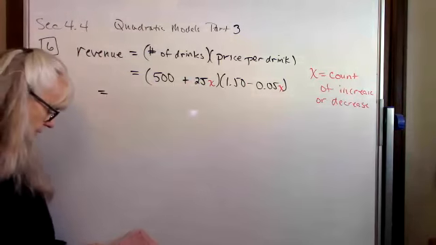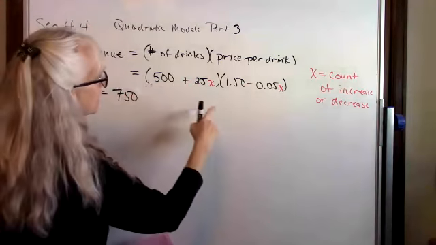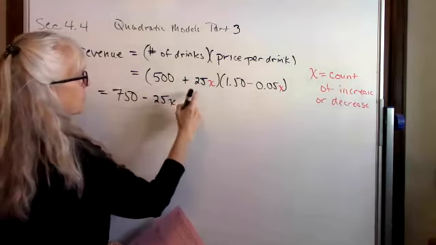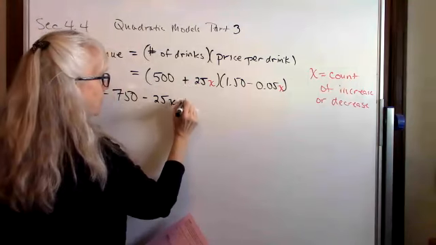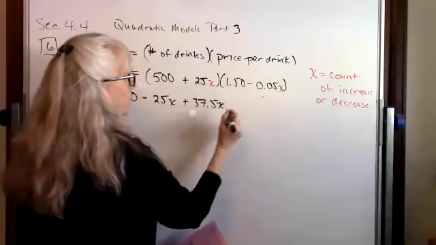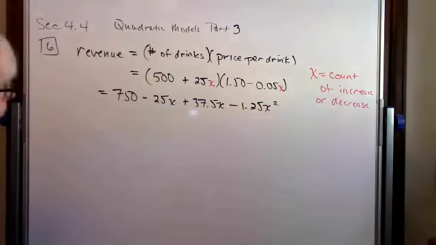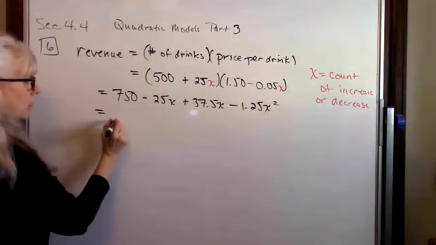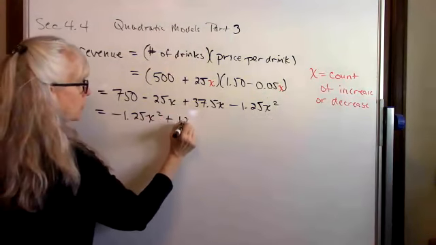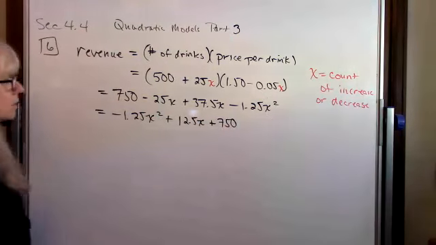So we need 500 times the 1.5. That gives me 750. 500 times the 0.05 is a negative 25x. 25x times 1.5 is going to give me a positive 37.5x. And 25x times the negative 0.05x is going to give me a negative 1.25x squared. Let's collect like terms and put that in descending order. So negative 1.25x squared plus 12.5x plus 750. And there's our quadratic equation.